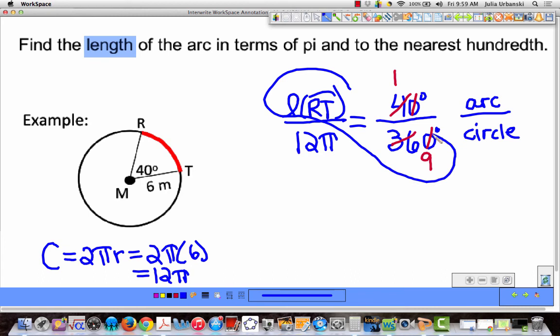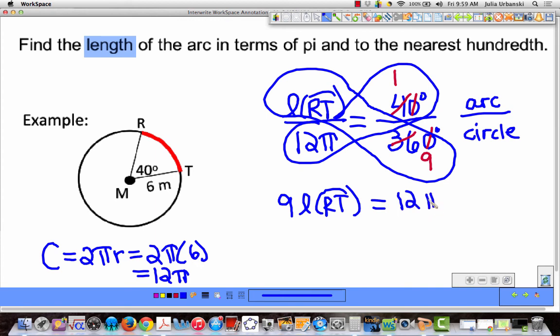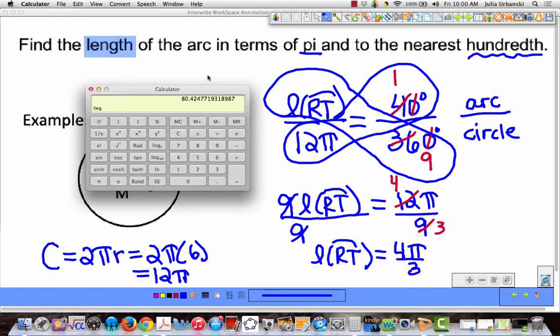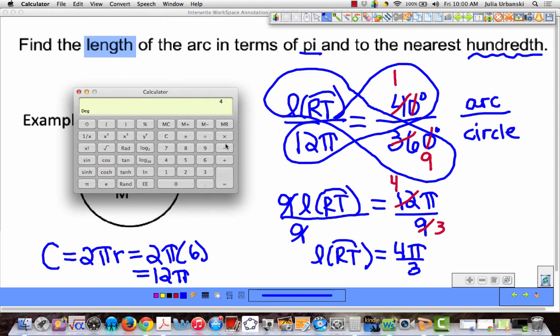The length of RT times 9 equals 12 pi times 1, which is just 12 pi. Now you want the length of RT, so you divide both sides by 9, and the length of RT is, you can divide or reduce both by 3. So if you divide by 3, you get 4. Divide by 3, you get 3. So the answer is 4 pi over 3. That's in terms of pi. Now to the nearest hundredth, we're going to do 4 times pi, and then we're going to divide by 3. About 4.19.